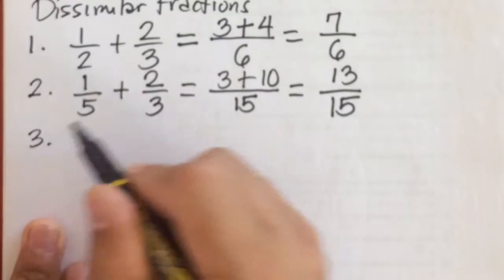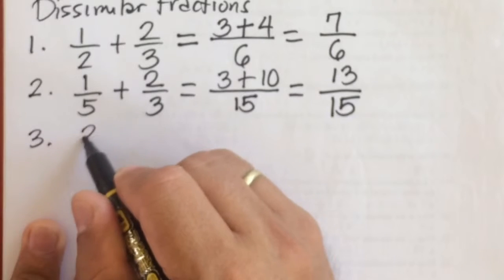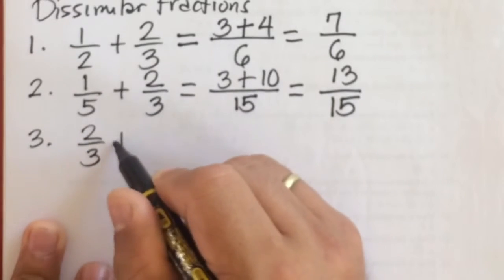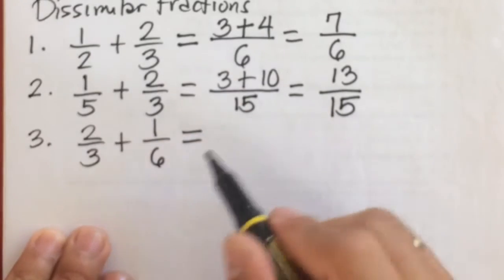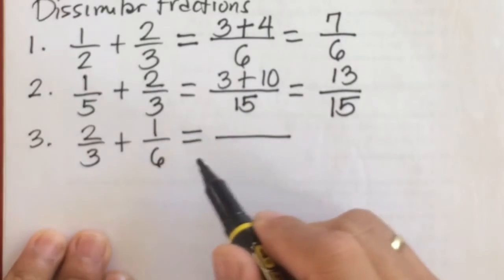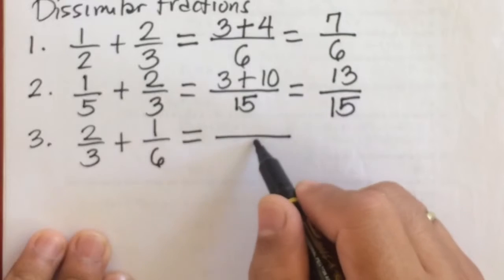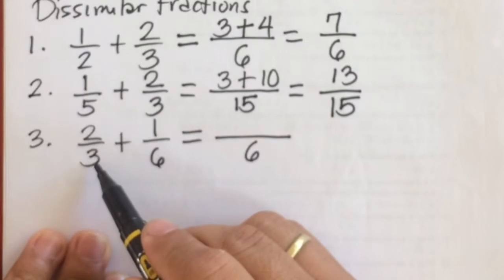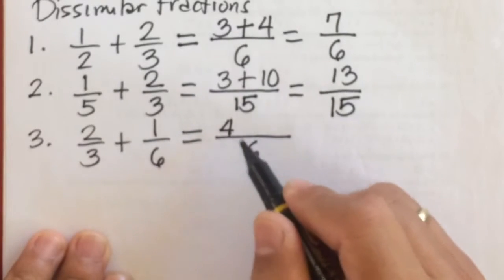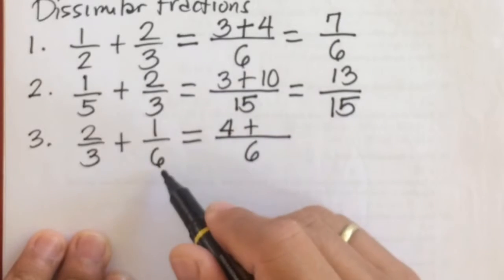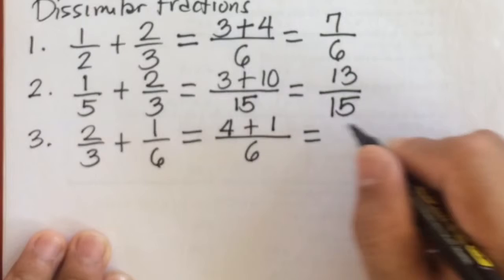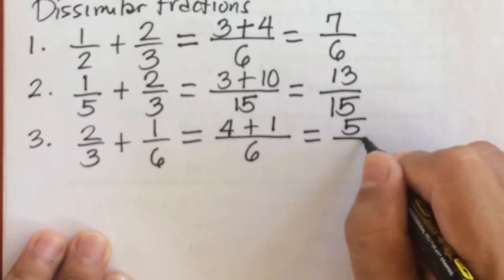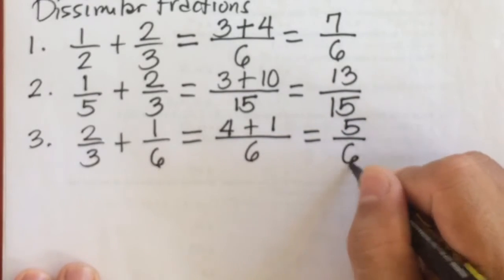Next, let's have 2/3 plus 1 over 6. Okay, in this example, the LCD here will be 6. So 6 divided by 3 is 2 times 2, 4, plus 6 divided by 6, 1 times 1 is 1. 4 plus 1 is 5. Then copy the denominator 6.